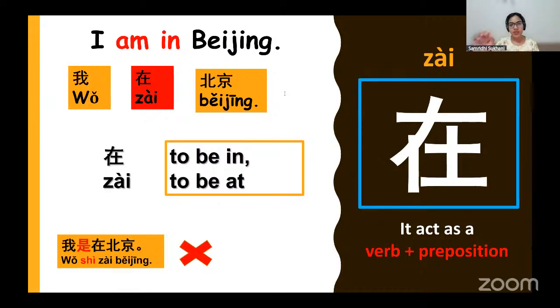Zai is a preposition: in, on, at. When we are stating a location, like I am in XYZ, even if you want to say I am here, he's over there, shi will not come. 我在这儿, 我在那儿. Chinese always speak like this. Now let's even ask a question.